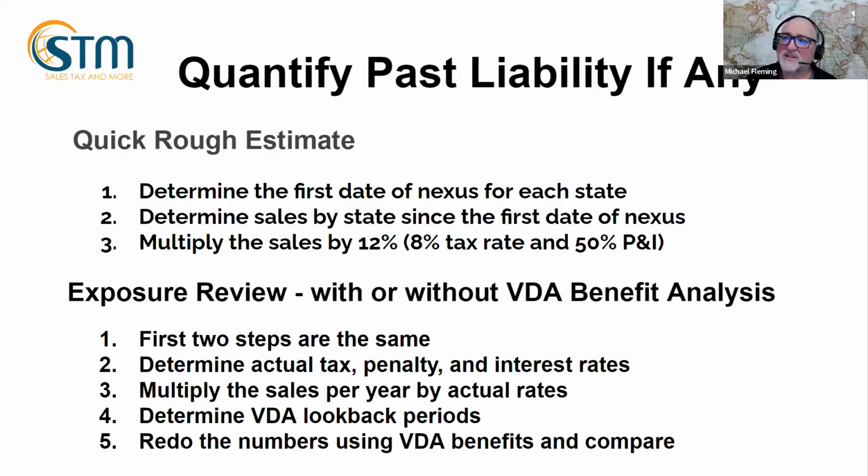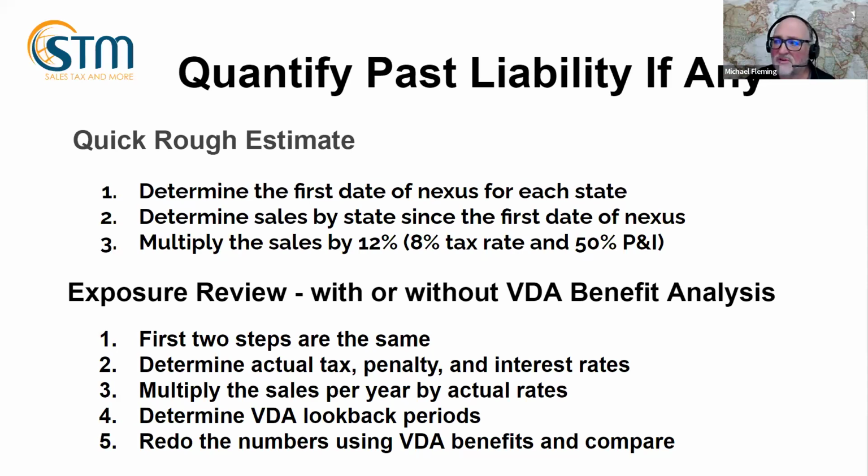So how do you quantify past liability, if any? Well, we use 2 ways here. One is a quick, rough estimate. If we're on a telephone call, and you can do this yourself too, you just want to get in a ballpark, a rough estimate of how much money you're going to owe. You're going to need to determine the first date of nexus for each state. Then you determine the sales by state since that first date of nexus. And then you're going to multiply the sales by 12%.